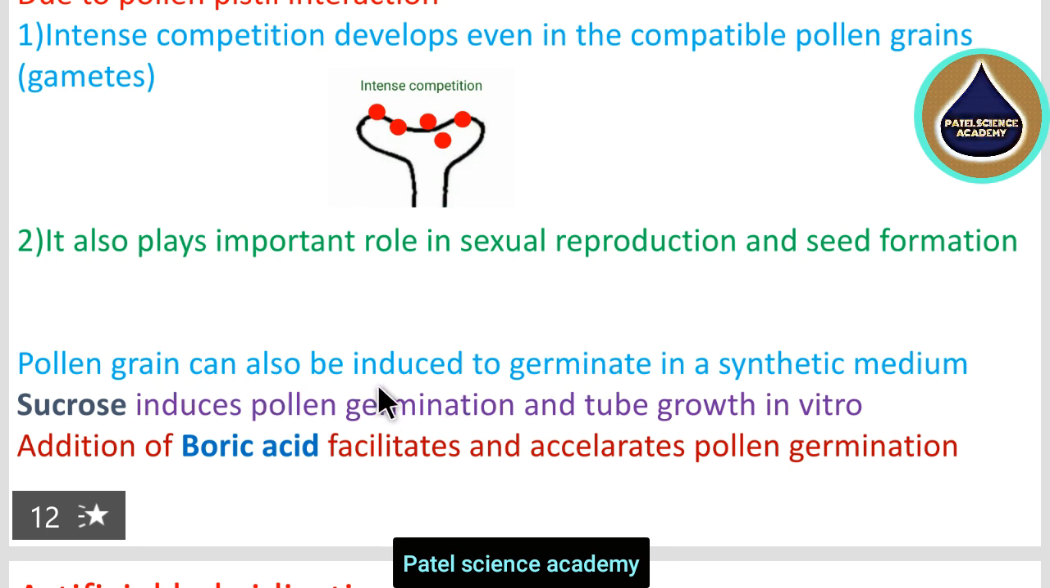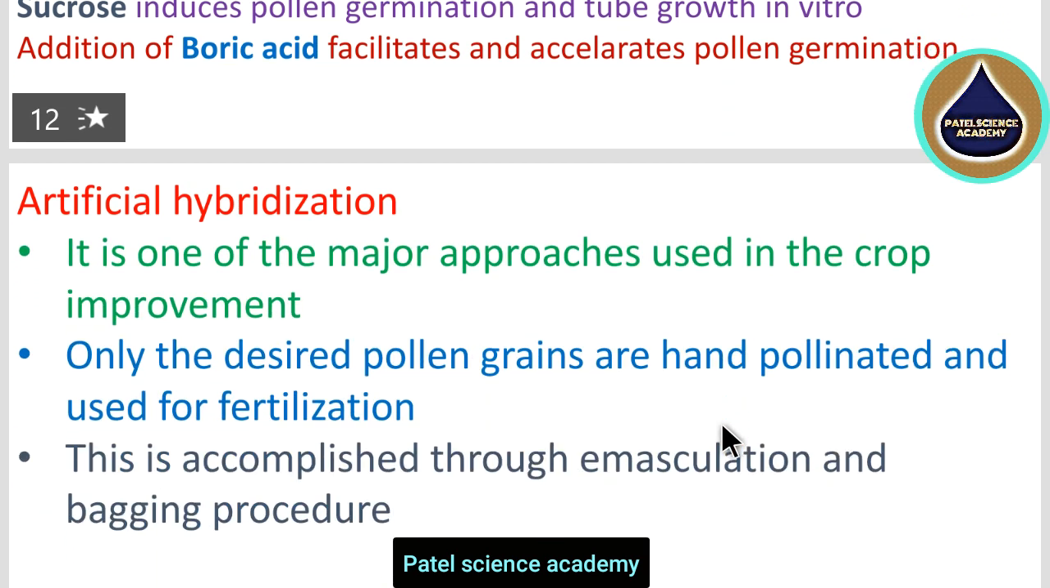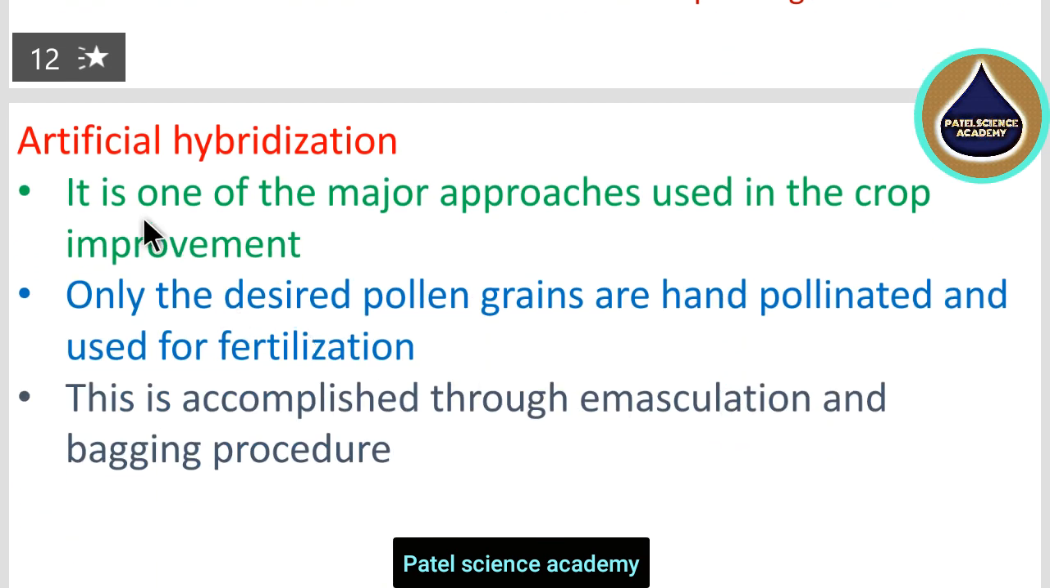Pollen grains can also be induced to germinate in a synthetic medium. Sucrose induces pollen germination and tube growth in vitro, and in addition, boric acid facilitates and accelerates the pollen germination. It can also be done artificially by artificial hybridization. It is one of the major approaches used in crop improvement. All these are its significance and important features.